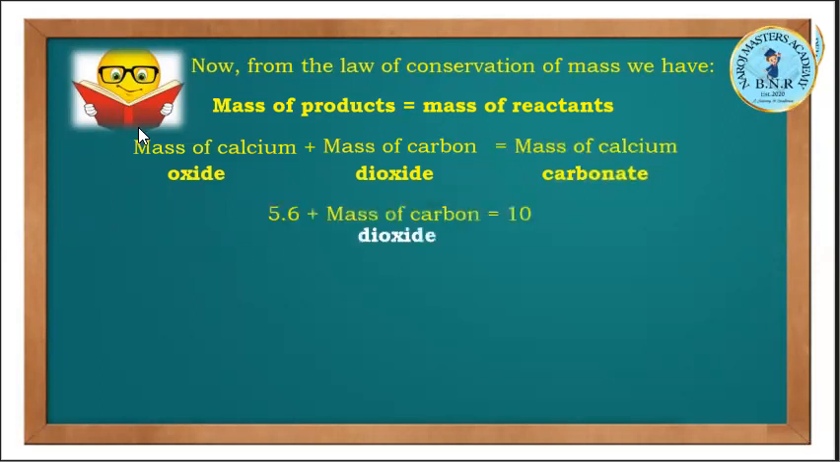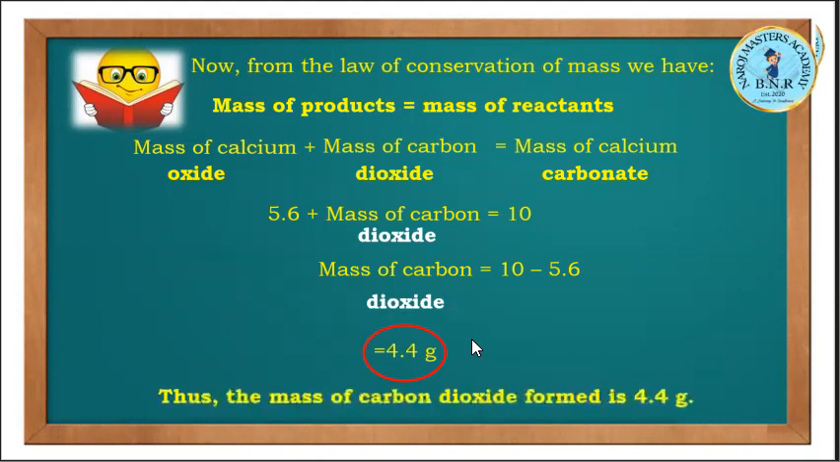So here, the mass of calcium oxide formed in the chemical reaction is 5.6, and the mass of carbon dioxide is unknown, and the mass of these two substances together is how much? 10 grams. So the mass of carbon dioxide is equal to 10 minus 5.6. That is equal to how many grams of carbon dioxide formed here? Thus, the mass of carbon dioxide formed is 4.4 grams. Is it clear?